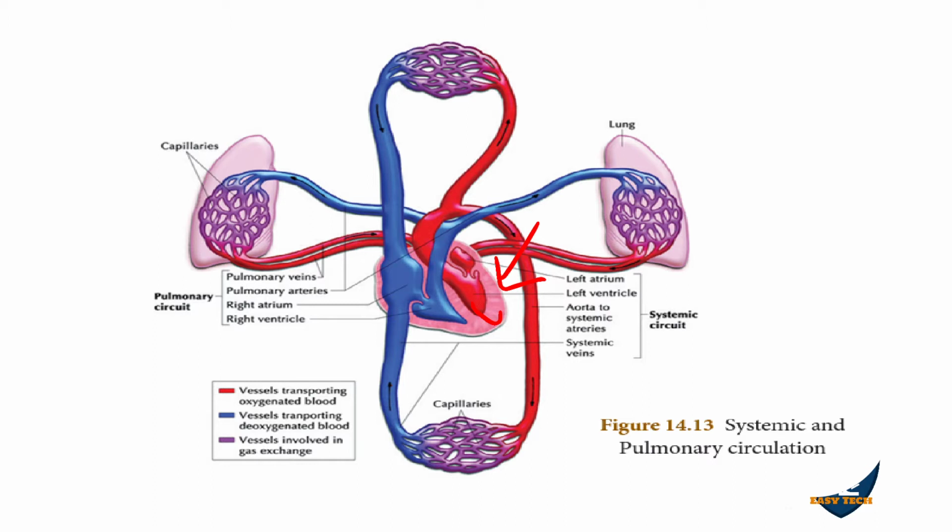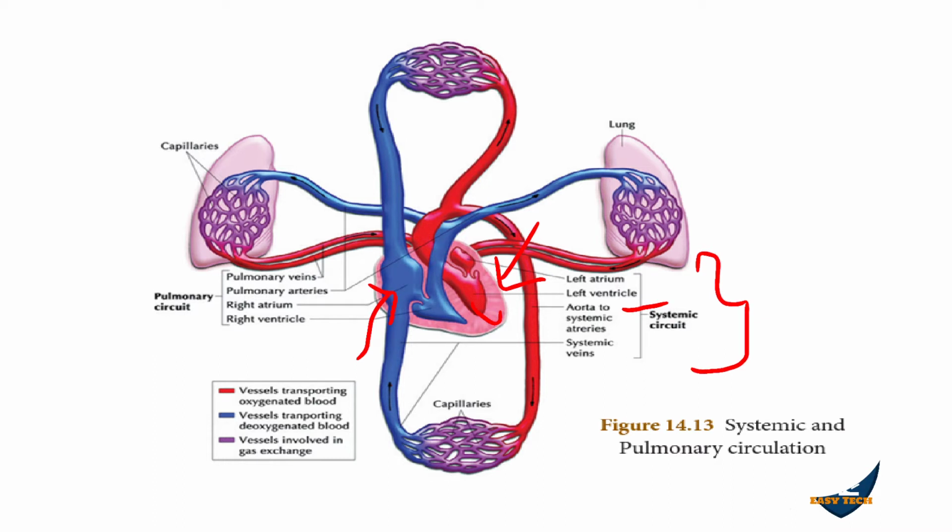In the same way, the right side, that is the right auricle or atrium, receives deoxygenated blood. And we all know that the aorta supplies oxygenated blood to all parts of the body. The aorta only carries the oxygenated blood to all parts of the body. That type is called systemic circulation.